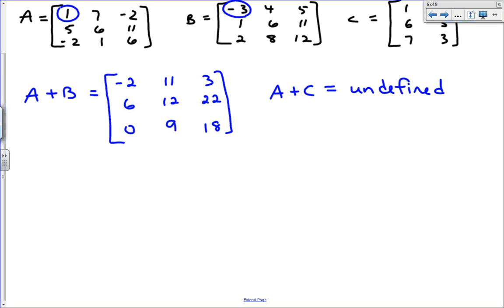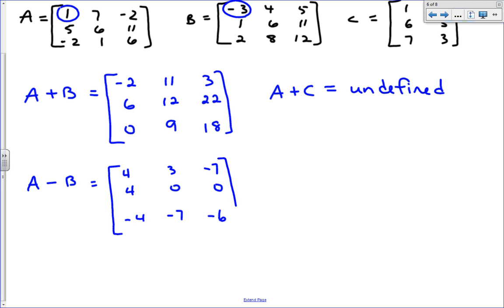Let's try A minus B. Again, because we're working with two matrices of identical size, the solution is also of the same size. So if I do A minus B, it'll be 1 minus negative 3. So do watch your signs there. So that'll be 4, 3, negative 7, 4, 0, 0, negative 4, negative 7, and negative 6.